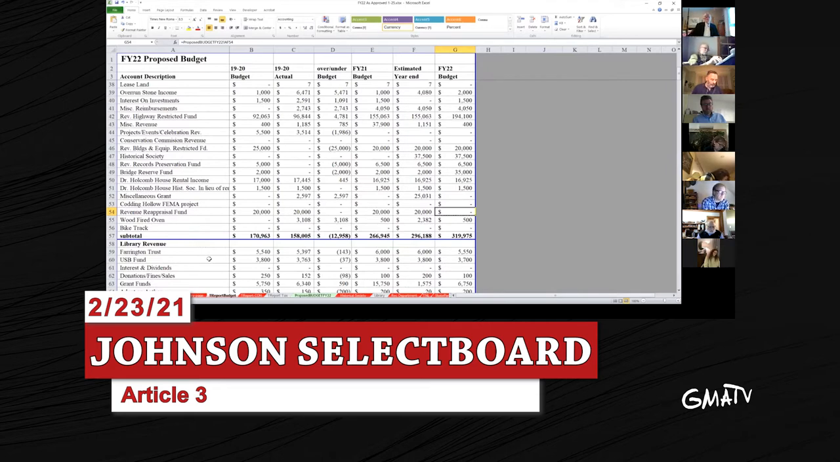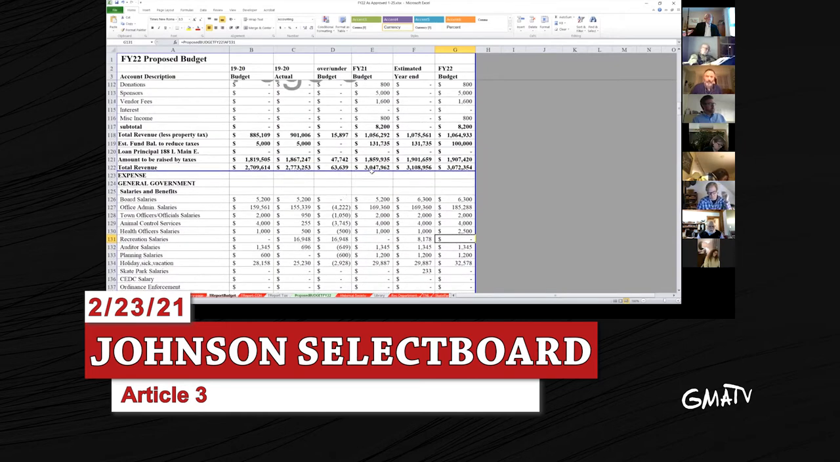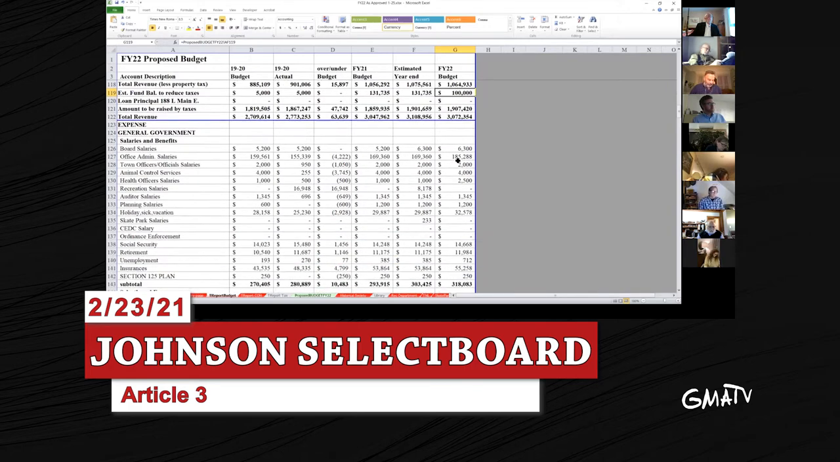Moving on down through to line 119, we anticipate over in column G to bring 100,000 in on our estimated cash on hand to help reduce taxes. So this is directly reducing the amount that we need to raise from property taxes. Drop down a couple of lines, and there's the figure for the amount to be raised from property taxes. And below that is the total revenue, $3,072,354. Now we'll move over into the expense side.